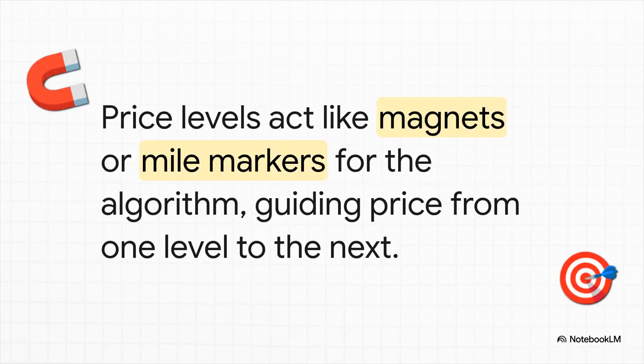As you start grading your ranges and marking your PD arrays on the 4-hour chart, you're going to notice something incredible. Price doesn't just move randomly, it moves with serious intent, almost like it's being pulled from one of your levels to the next. ICT calls them magnets or mile markers for the algorithm. It'll reach for one, do its business, and then immediately take aim at the next logical level.